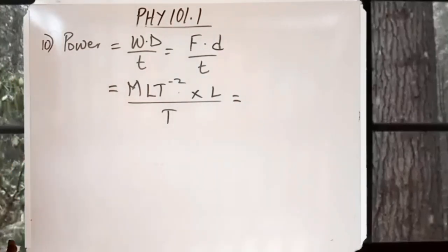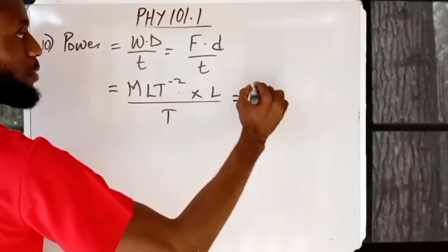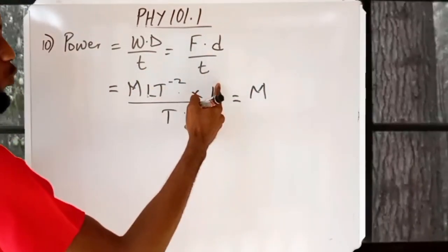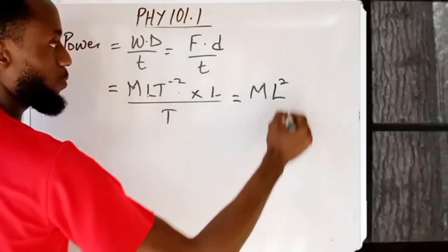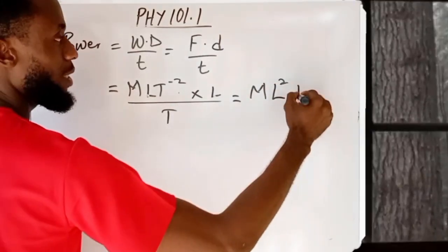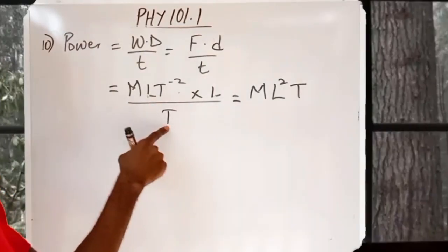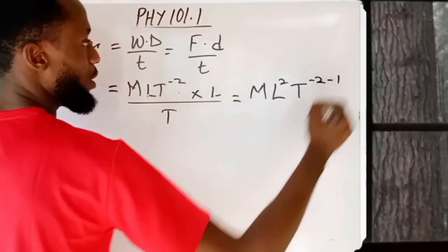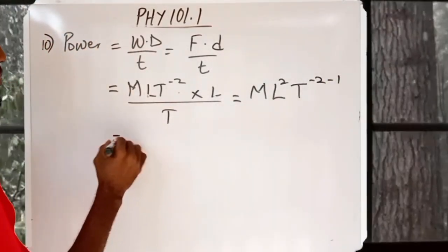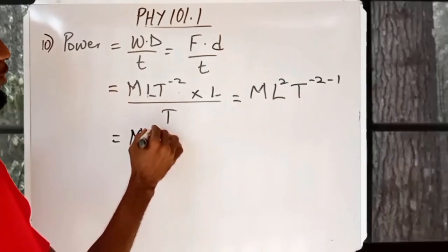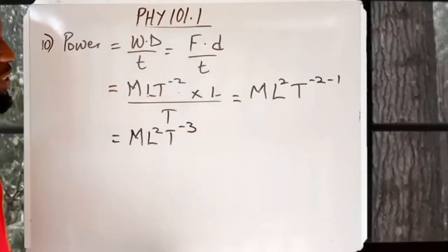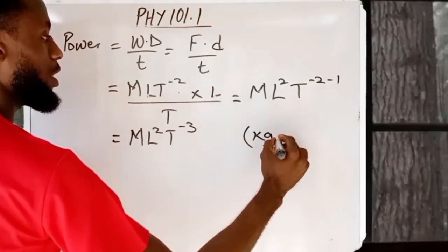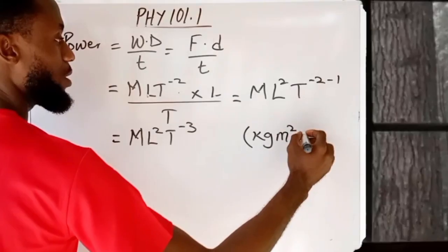Utilizing the laws of indices, we already know when the base is the same, for those multiplying, we add their powers. So invisible 1 and 1 added together gives us L square. And then T, we add minus 2, dividing another T raised to power 1. So the law of indices will subtract. So it's becoming minus 2 minus the invisible power of 1. This becomes m L square T minus 3. And the unit is going to be, mass is in kilograms, length is in meters, time is in seconds.